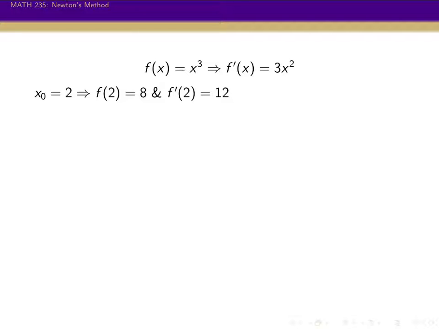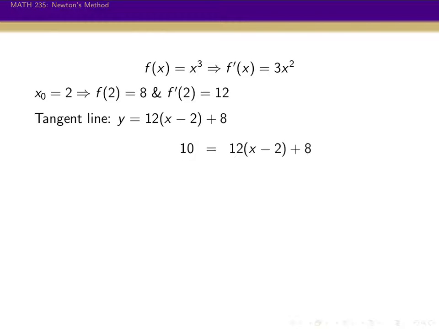We know that the value of the function at 2 is 8, which is not too far off from 10. It's not horrible. And then we're going to use the derivative at 2 because we need to figure out the tangent line. Plugging this in, we get the equation of the tangent line to be y equals 12 times x minus 2 plus 8. And then I set the tangent line equal to 10. We want to know where this equals 10.